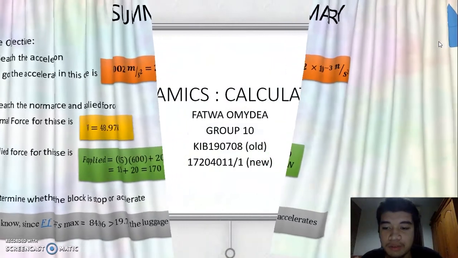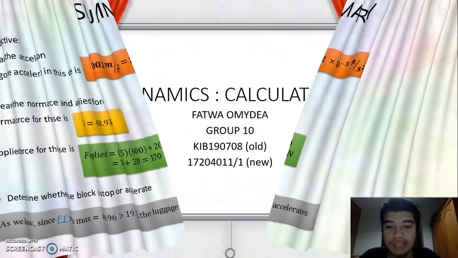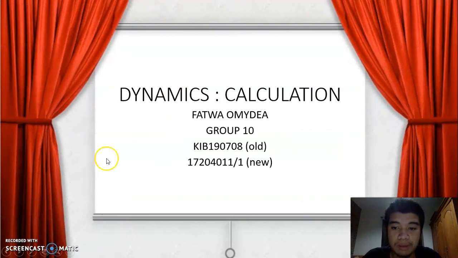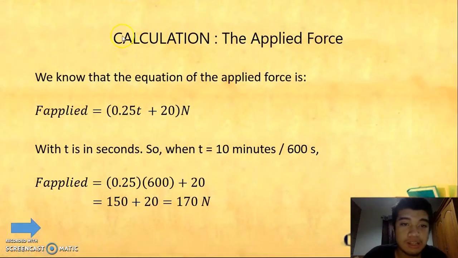Assalamualaikum and hello, my name is Fatwa Media, KIB 190708. In this video, I want to explain my dynamics assignment part, which is the calculation for the case chosen by our group 10. So let's move on to the way I calculate this case. The first step is to calculate the applied force. The equation of the applied force is shown in the graph in the part of the case chosen. This is the equation that we got from the graph.